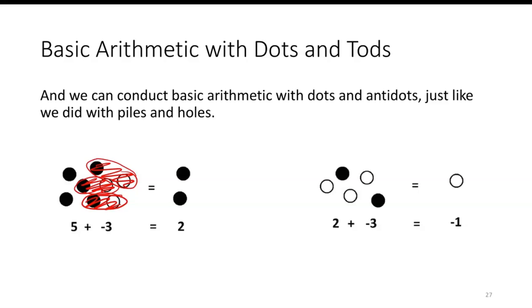We can also do this for negative numbers. If I happen to have more Tods than dots, I will end up with a negative answer. So 2 plus negative 3, these two will go poof, these two will go poof, and I'm left with a Tod. So 2 plus negative 3 comes out to be negative 1.